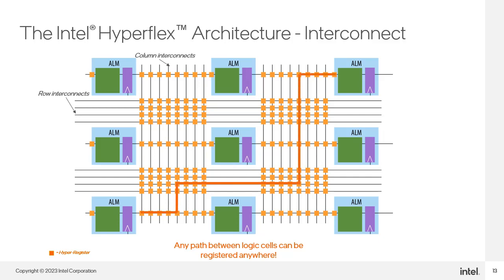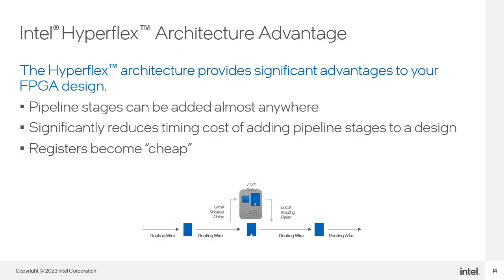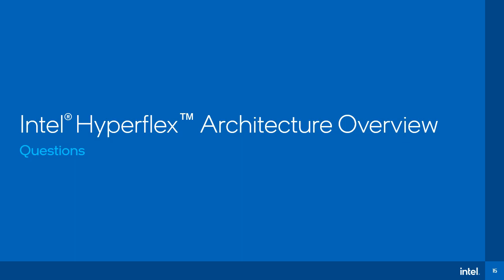In both paths, and any other path you may draw between the two ALMs, choosing a register location for a pipeline stage is much simpler than before. So as a result, pipeline stages can be added virtually anywhere between the two logic structures. And this can be done without incurring the timing delay of using a register in an ALM to do the same thing. In effect, registers become cheap as the cost of adding them to a signal path has been eliminated by the architecture. And thus using these hyperregisters is really the formula for achieving the highest possible performance in the device. This brings up some common questions on the architecture.